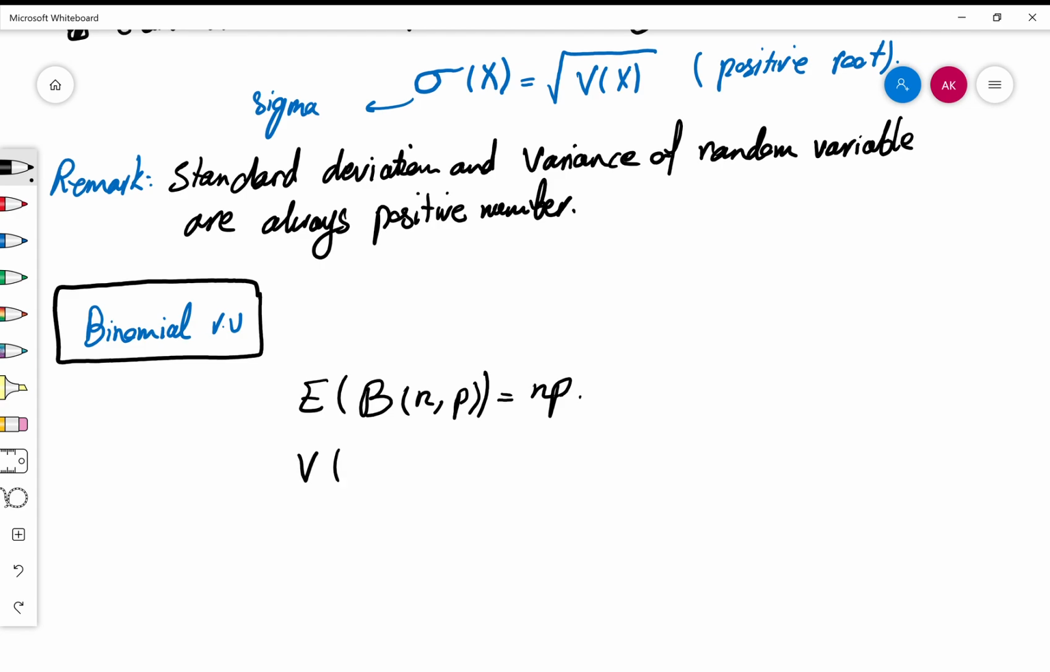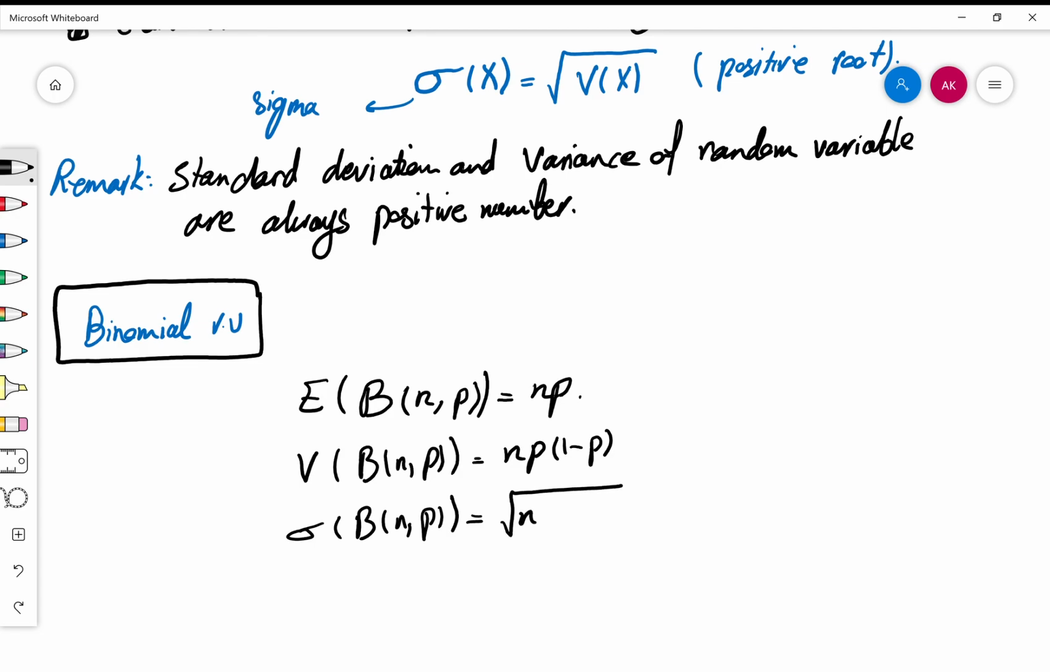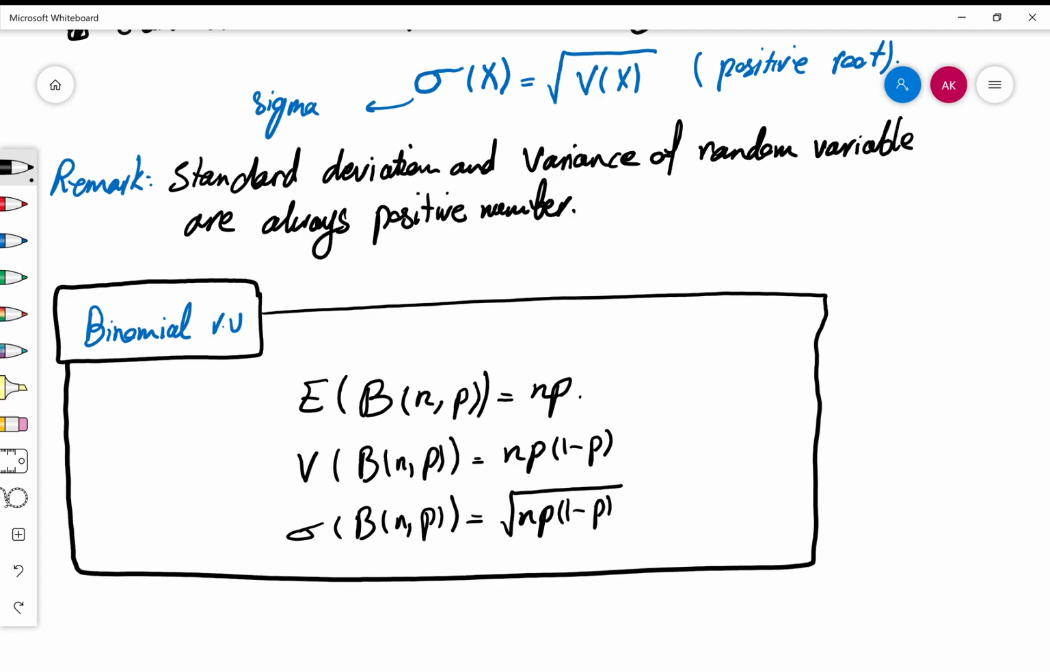How about the variance? The variance of B(n,p) is np(1 minus p). And obviously then the standard deviation of such a random variable, a binomial random variable, is going to be the square root of np(1 minus p). So these are three formulas that, if you know them, will be helpful in general, and you can compute them without going through the hassle of all those steps.